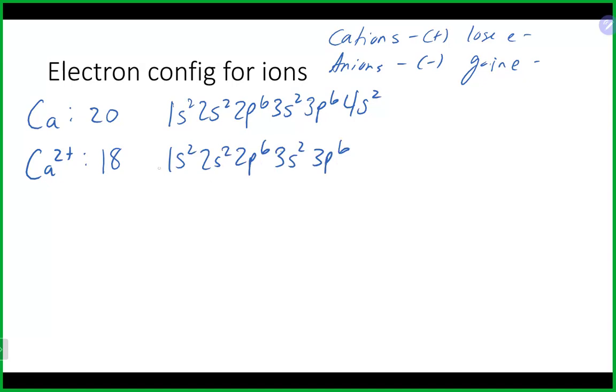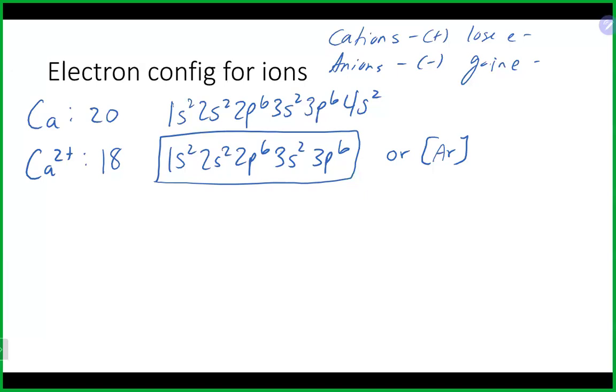Now, if we count up all of these, which obviously equals 18, and we look at the periodic table, number 18 is our friend argon. So calcium there with a charge has reached argon's configuration.